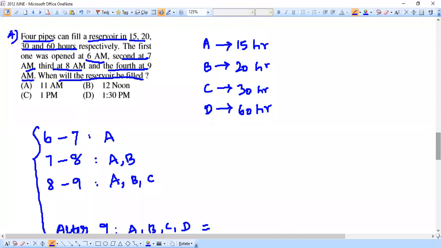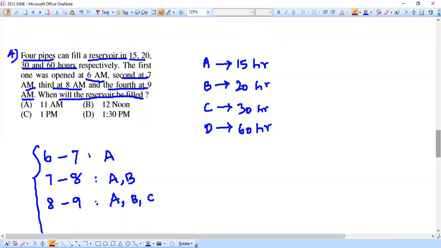Now come back to our timings. We have four pipes A, B, C, D, and we know the time taken for them to fill the tank individually. Now let's do a thing. Let's assume the capacity of the reservoir, the tank that is getting filled. Let's have it to be some units.